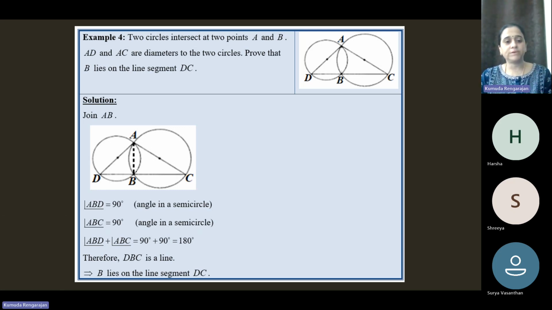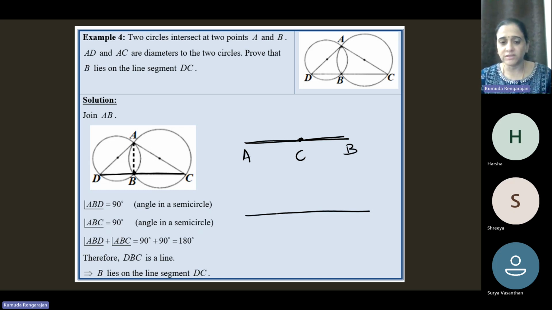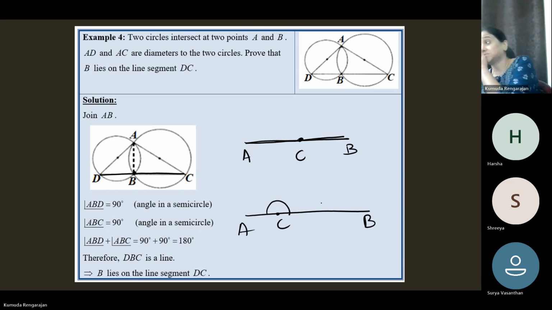So to prove that B lies on DC, see, if I have to prove that C lies on AB, forget this situation, like in general. If we have to prove that C lies on AB, AB is a line segment, and you have to prove that C lies on AB. So you'll have to prove that this angle is 180. That's all. You'll have to show that this angle is 180 degrees.